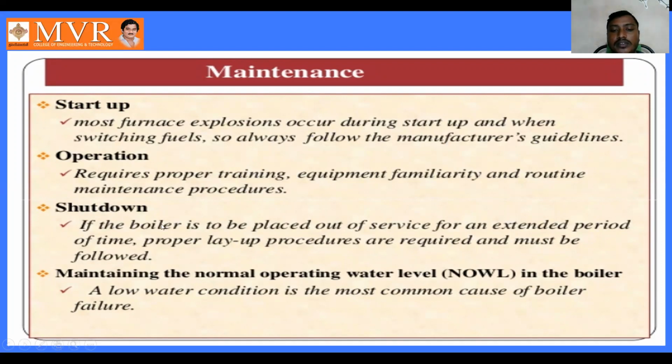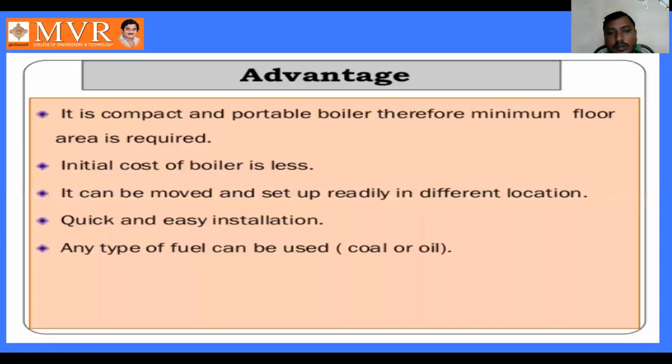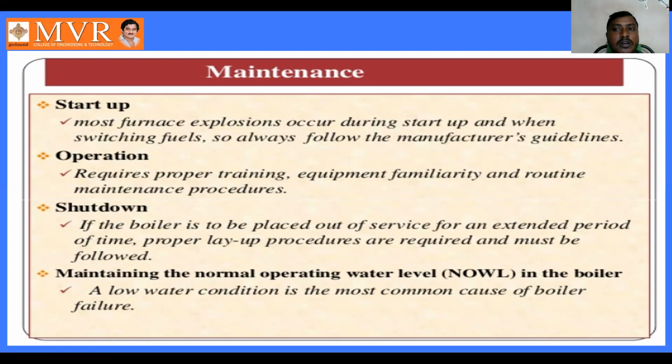Shutdown. If the boiler is to be placed out of service for an extended period of time, proper lay-up procedures are required and must be followed. Also, maintain the normal operating water level in the boiler. A low water condition is the most common cause of boiler failure; without maintaining the water level, the boiler will fail. These are some of the maintenance practices we should follow for running this Cochran boiler.